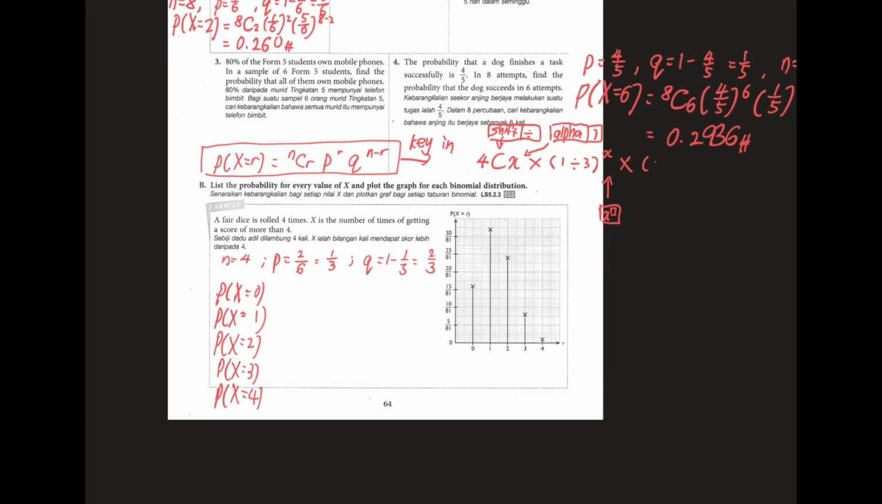Followed by bracket 2 divided by 3 to the power of 4 minus X. My calculator doesn't have the fraction symbol either, so 2 over 3 to the power of 4 minus X. After you key in all this, then you press calculate. There is a button which is called calculate, C-A-L-C.